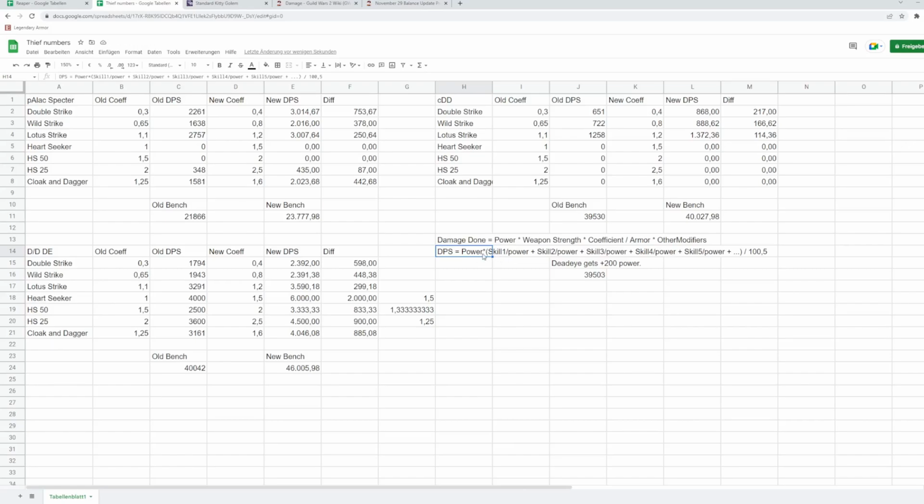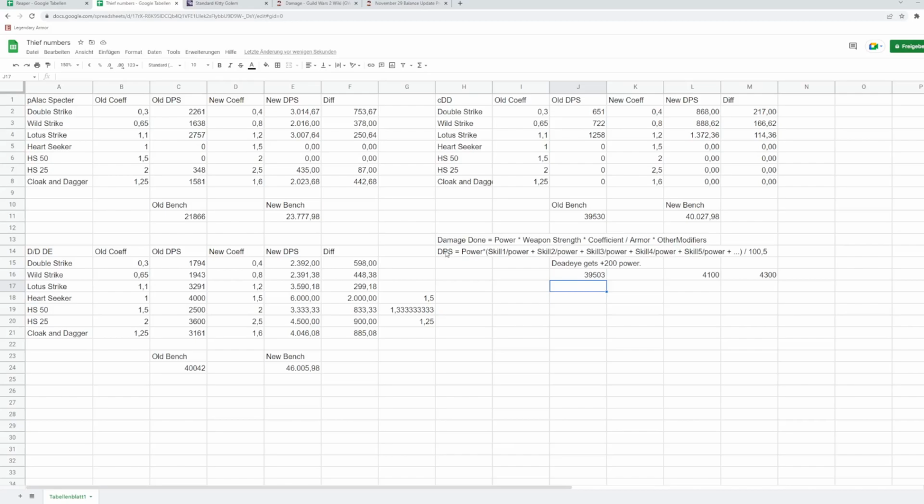Now, if Dead Eye gets an increase of 200 power, what we need to know is the current power. And let's just say it's 4,100 right now, and it's going to be increased to 4,300 in the patch because we get plus 200 power.